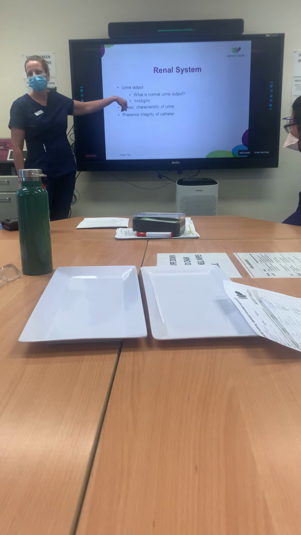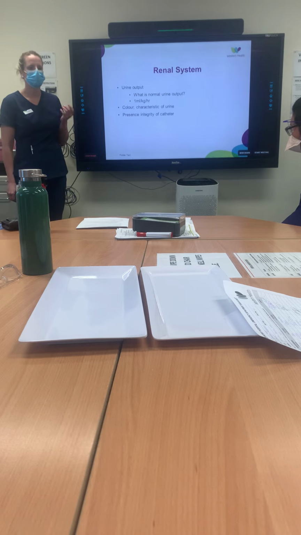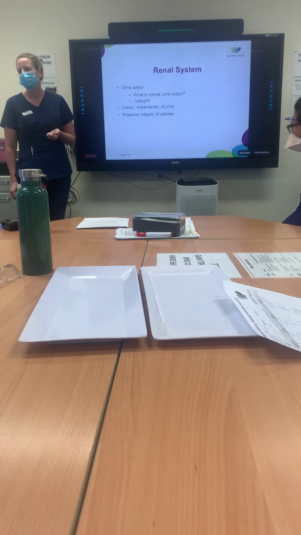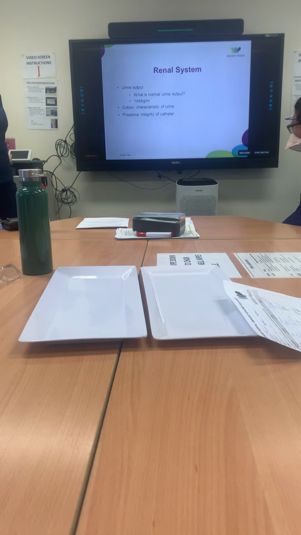The normal urine output for a healthy adult is 1 mil per kilo per hour. For 70 kilos, they need to make 70 mils per hour. Which I don't know about anyone else, but I don't make that at work.